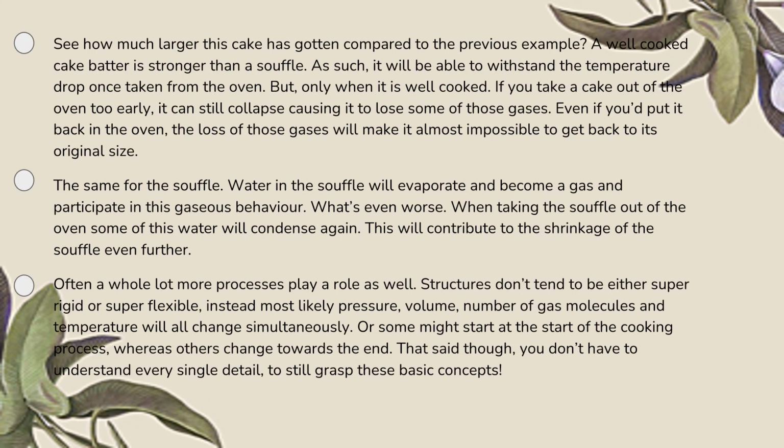See how much larger this cake has gotten compared to the previous example. A well-cooked cake batter is stronger than a soft one. As such, it will be able to withstand the temperature drop once taken from the oven, but only when it is well cooked. If you take a cake out of the oven too early, it can still collapse, causing it to lose some of those gases. Even if you put it back in the oven, the loss of those gases will make it almost impossible to get back its original size.